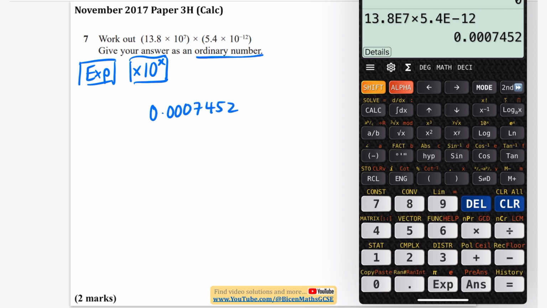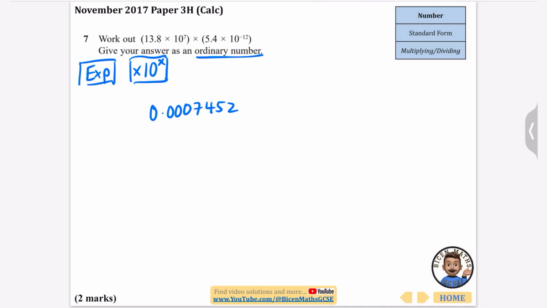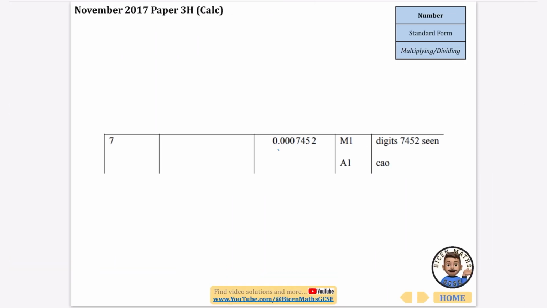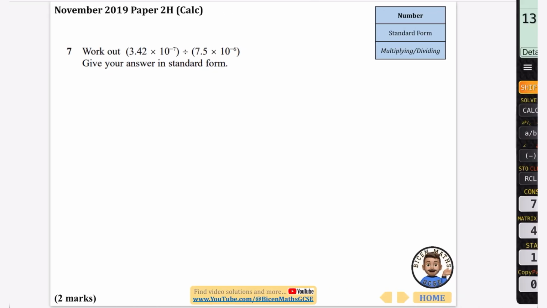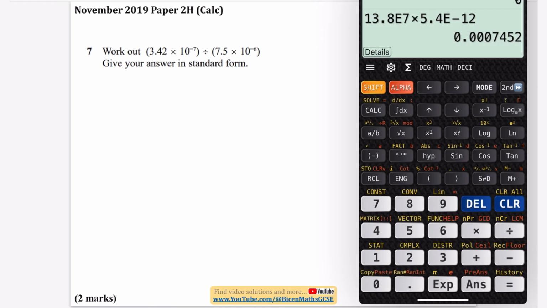0.0007452. It wants it as an ordinary number, so I can just leave it as it is because it's already an ordinary number. So pretty easy there. It's just about how you type it in the calculator. Same thing for this. We're going to do this straight into the calculator. So I'm going to do 3.42 EXP minus 7.